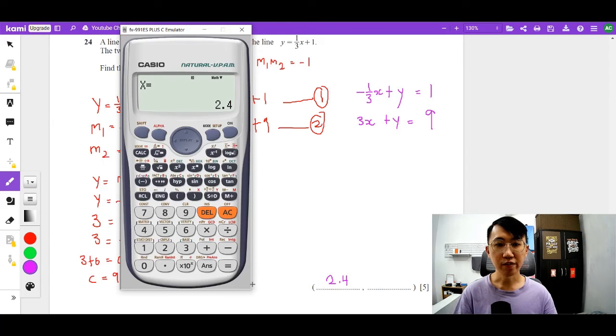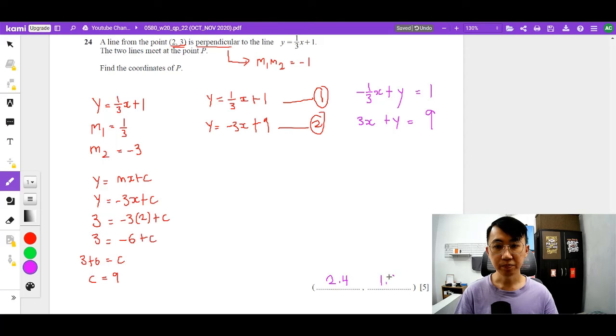What is your y value? Y value is 1.8. Alright, so correct. I just glanced through the marking scheme. It's definitely correct already. So all you gotta do is actually show your simultaneous equation working to get this. Alright, so teacher already used calculator to find out final answer. Let us start.